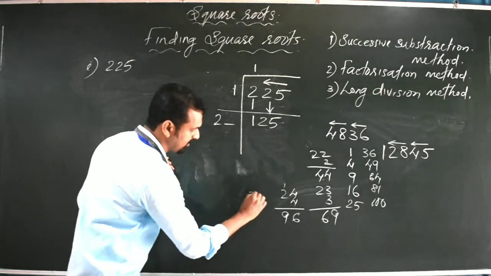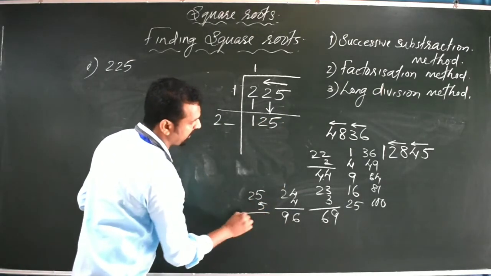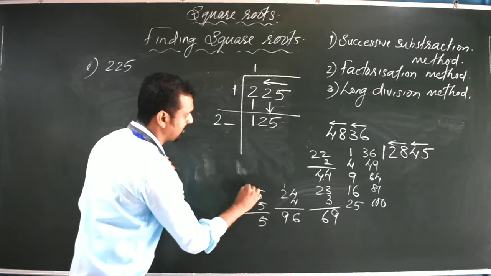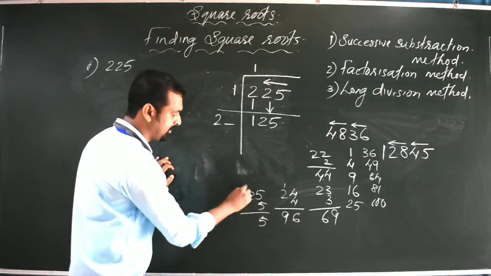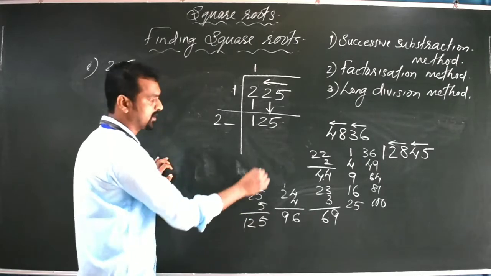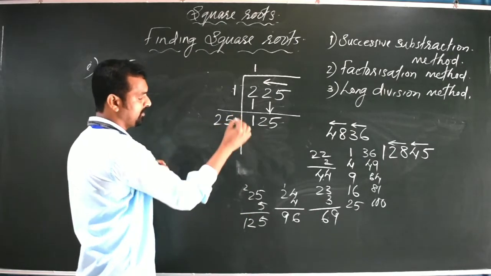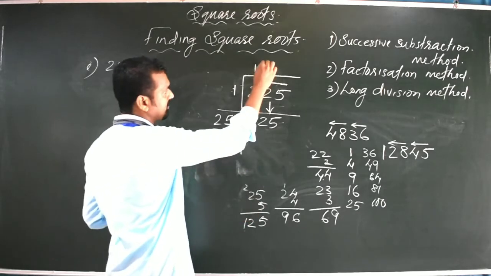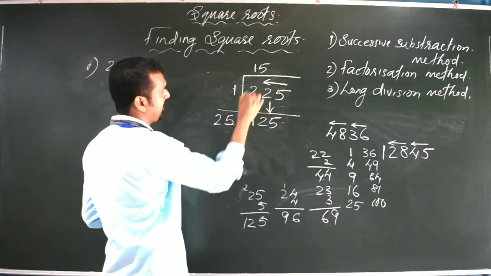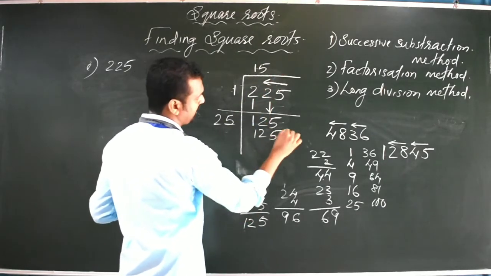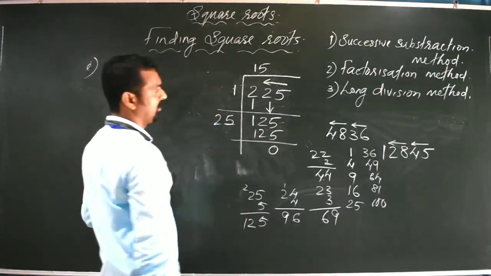Next number you see, 25 into 5. 5 5s are 25, 5, remainder 2, 2 5s are 10 plus 2, 12, 125. Exactly we got 125. So what is the digit here? 25 into, this 5 you have to write in the answer, 5. 25 into 5 is equal to 125. What is the remainder? 0.